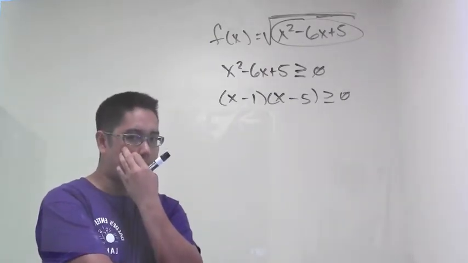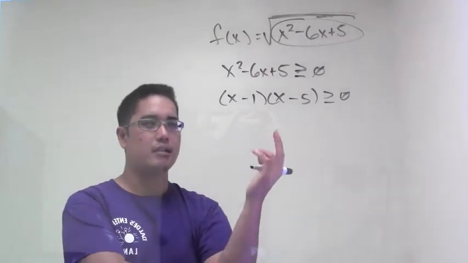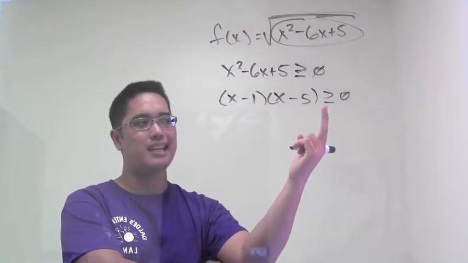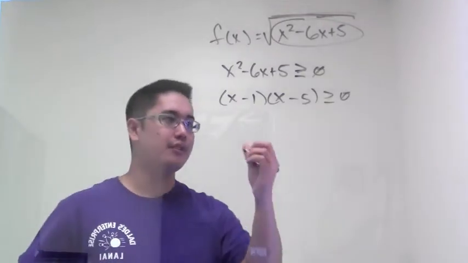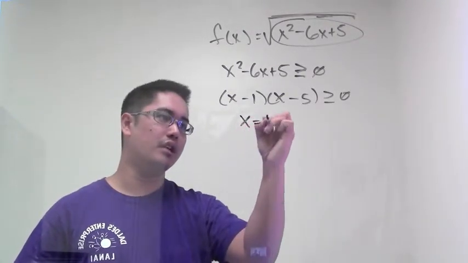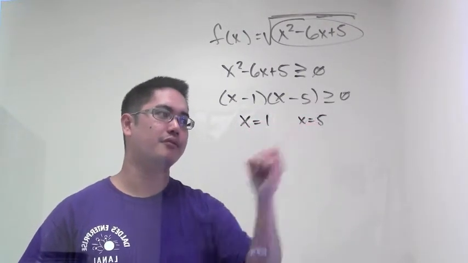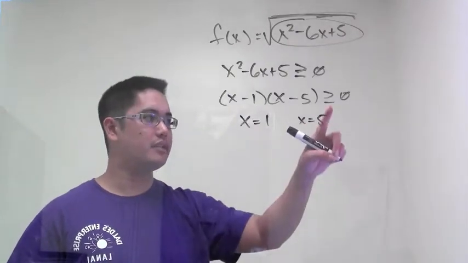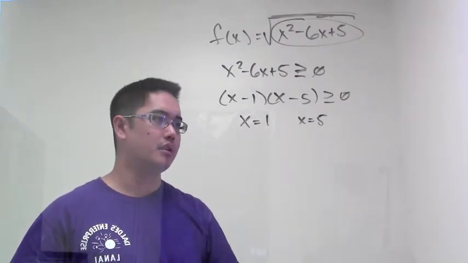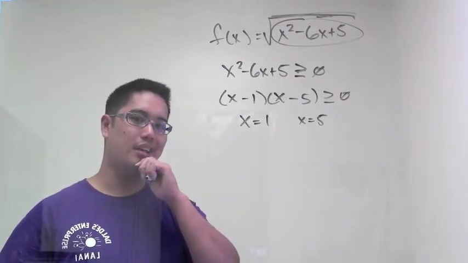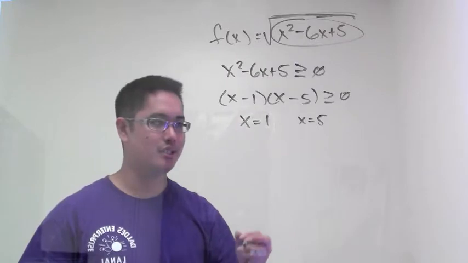One way that I would solve this is I would think of this as, remember, if I were thinking of this as an equal sign, then I would have x is equal to 1 and x is equal to 5. In fact, there is an equal sign over there. This just has to be bigger than or equal to. So 1 and 5 are what I call my points of interest.